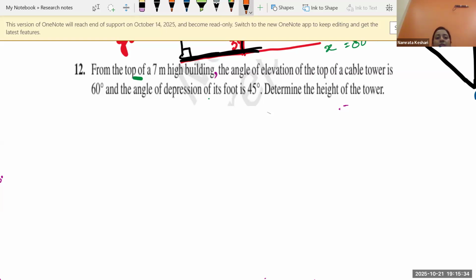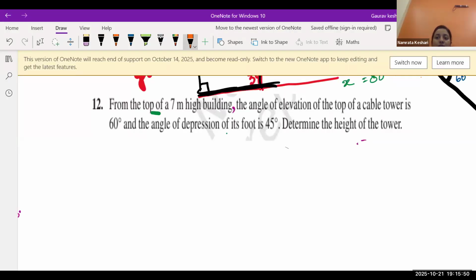From the top of a 7-meter high building, the angle of elevation of the top of the cable tower. See, I'm going to explain what is the meaning of angle of depression. So angle of depression, just like angle of elevation, is when we are looking down.